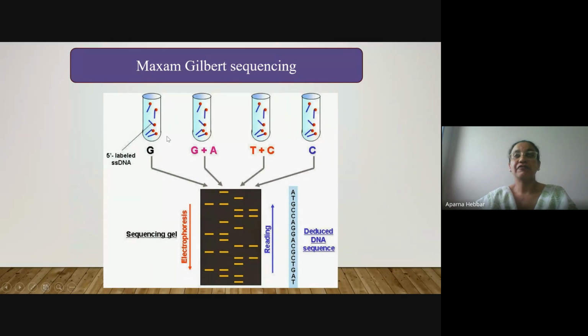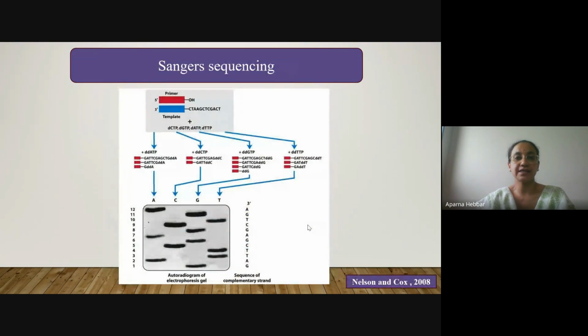Here the 5' end is radiolabeled, and the single-stranded DNA will be cut into different fragments at G sites, G plus A, T plus C, and cytosine sites by using different chemicals. So these chemicals are able to cleave this DNA, and those cleaved DNA fragments are run on gel electrophoresis, and then the DNA sequence will be deduced by reading that pattern.